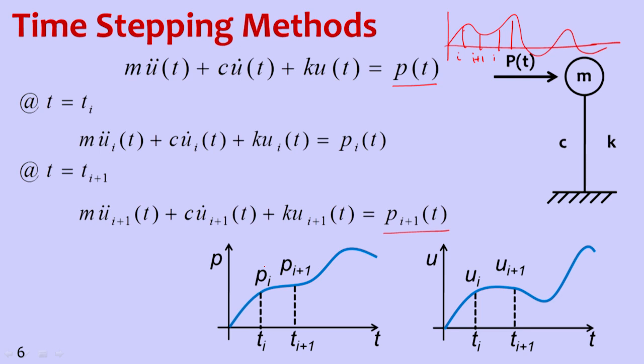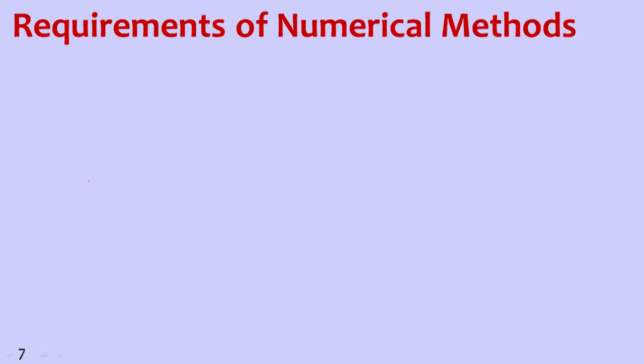So, force at this point should correspond to the displacement at i, and displacement at i plus 1 is corresponding to force at i plus 1. Here you can see the equation of motion for time t equal to ti, and here the equation of motion for time t equal to ti plus 1. Now, how do we solve this? We have written the equation, but how do we solve it?